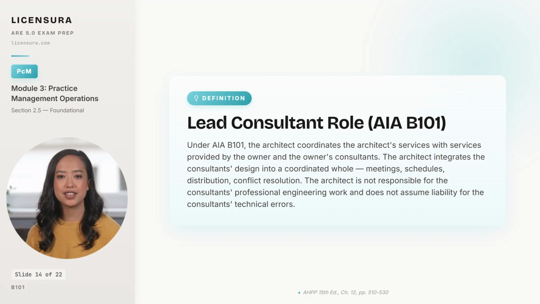What coordination explicitly does not include is responsibility for the consultant's professional engineering work. The structural engineer remains responsible for the structural design. The mechanical engineer remains responsible for the mechanical design. The architect's exposure is limited to whether the integration was performed competently, not whether the underlying engineering was correct. When the coordination role is performed well, the savings on a single meeting can be enormous.